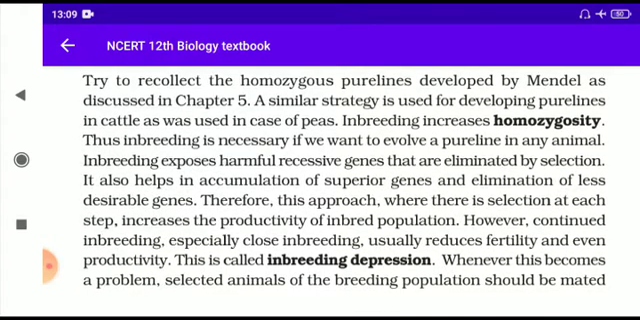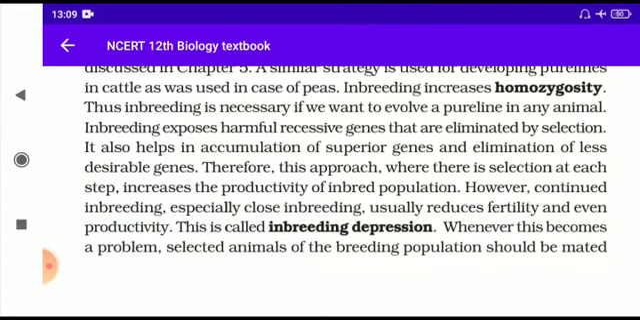Inbreeding exposes harmful recessive genes. So, dear students, for everything we have some advantages and some disadvantages. Here, inbreeding exposes harmful recessive genes that are eliminated by selection. It also helps in accumulation of superior genes and elimination of less desirable genes. So in the inbreeding process we can obtain the superior genes and we can eliminate less desirable or defective genes.